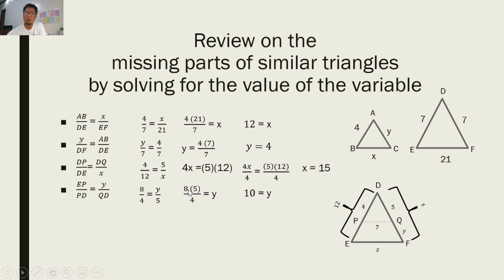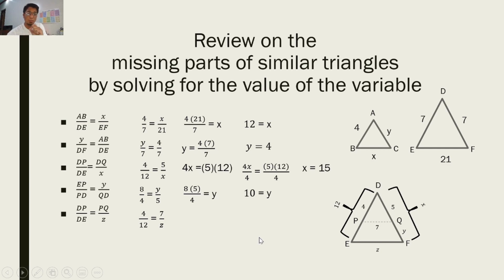Sir, saan nanggaling yung 10? 8 at 4 divisible by 4. That will leave us 2. 2 times 5. We have here now 10. Okay, next. DP over DE. DP, DE. Dalawang side. PQ and Z. Ayun. So 4 at yung kabuuan 12 equals 7 at saka yung Z.